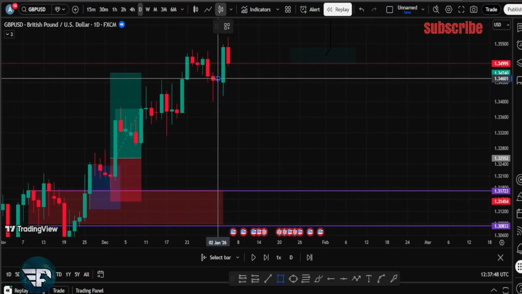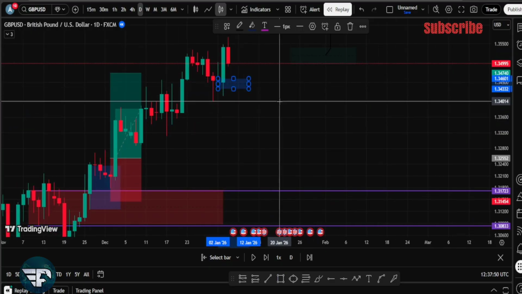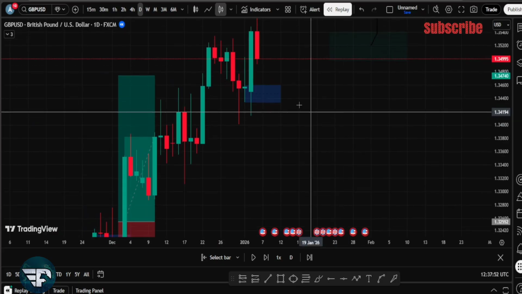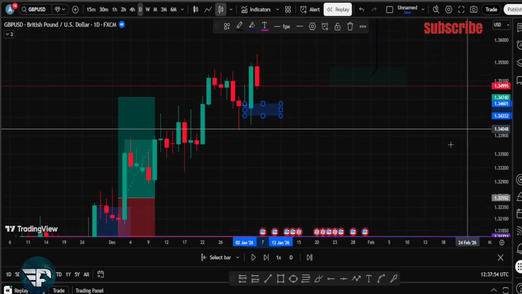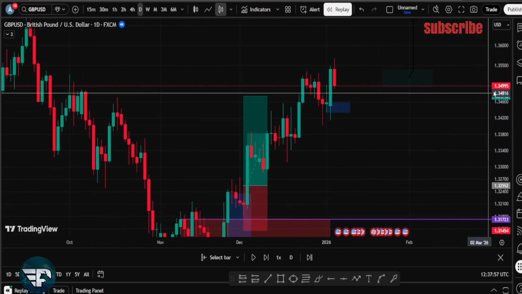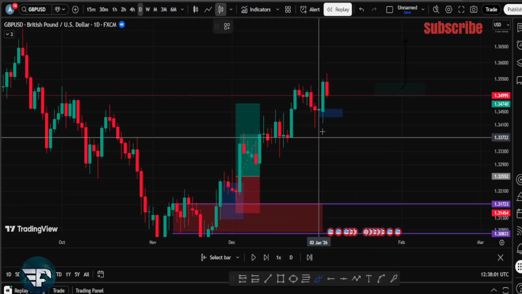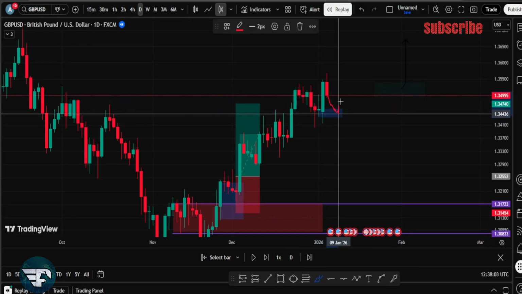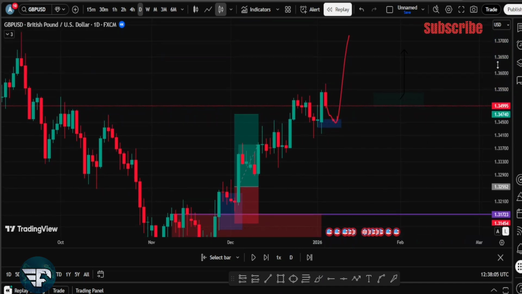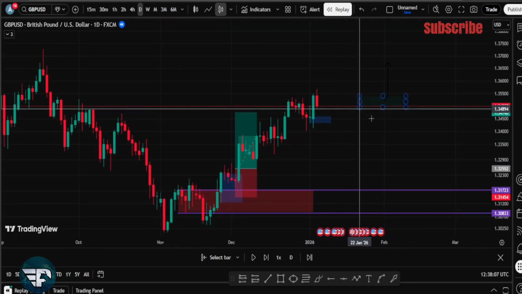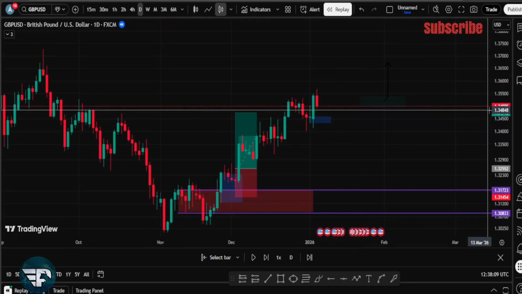So I will take this candle here, the close, and then the low. Then expect price to come all the way to the low like this, and then push. Why am I taking that candle? Because we are in an uptrend. Remember, we are going with the direction of the trend.